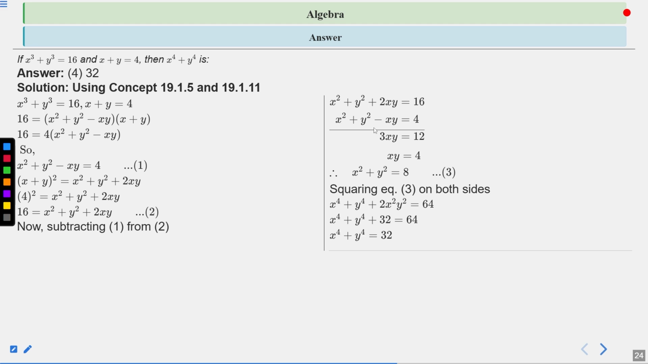Now when we simplify it, what do we get? We get x to the power 4 plus y to the power 4, which becomes 64 minus 32, which is equal to 32. So the fourth one is the correct answer of this question. Next one.